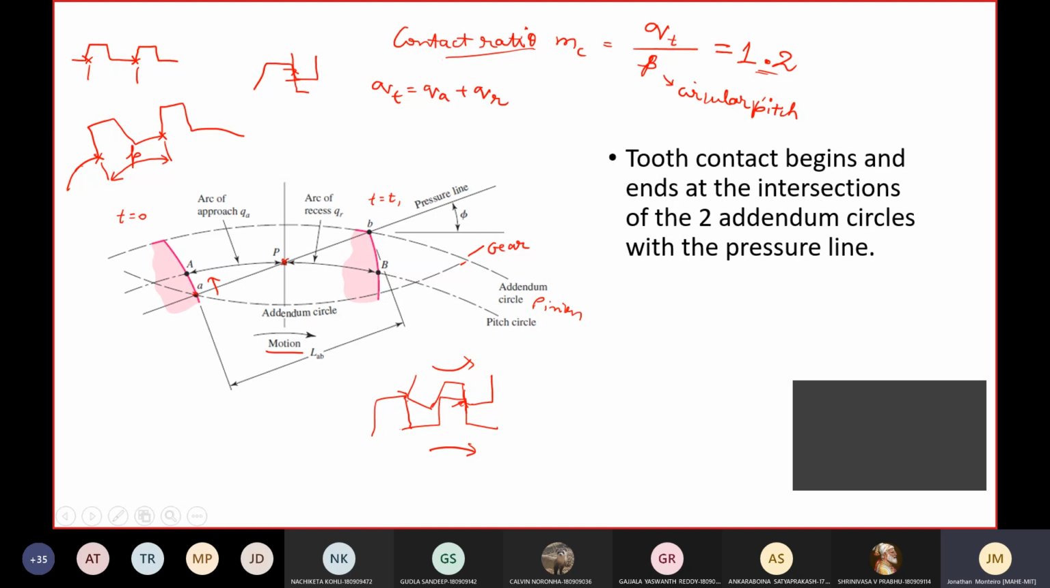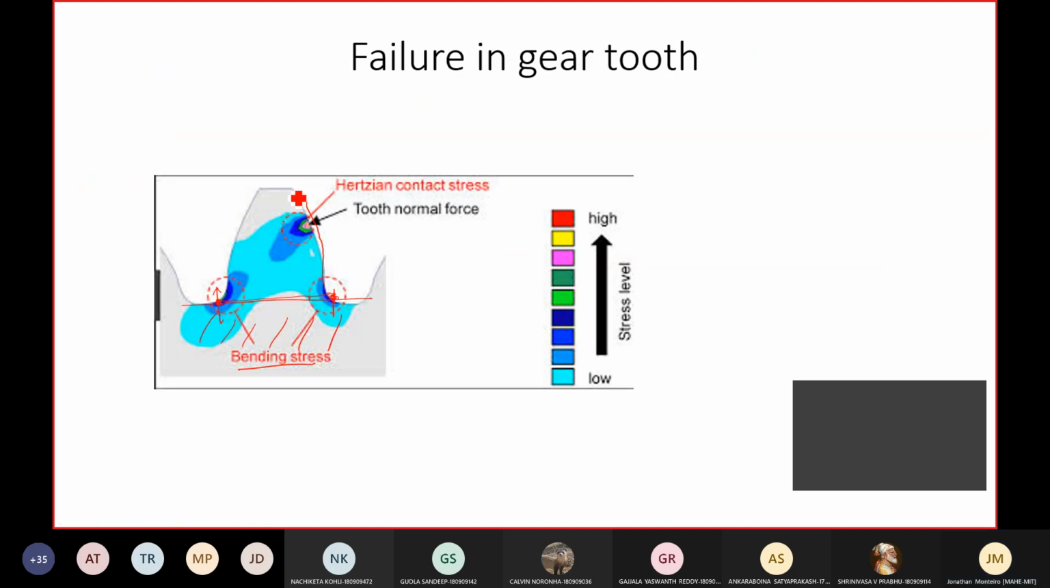Fine. Now let us go to the failure in gear tooth, or I should say stresses in gear tooth, rather than simply saying failure. How does a failure occur in a gear tooth? When we say the gear tooth fails, what does it actually mean? We'll do some reverse engineering here. What actually happens? Say there is already a gear tooth. Why does a gear tooth fail, or simply break off? We have to understand what are the forces or stresses that are acting on the gear tooth.